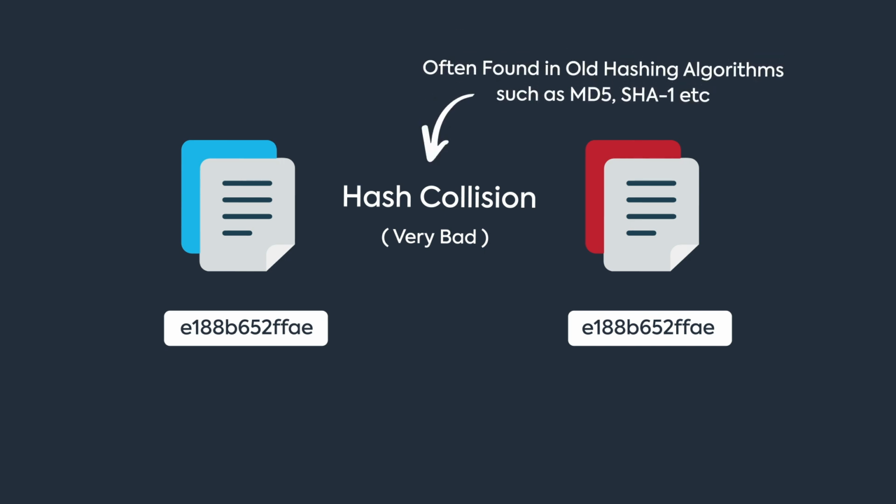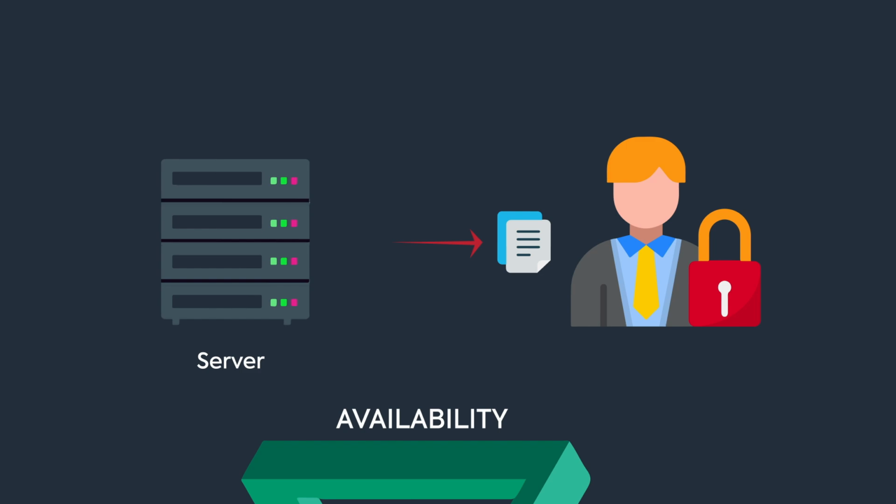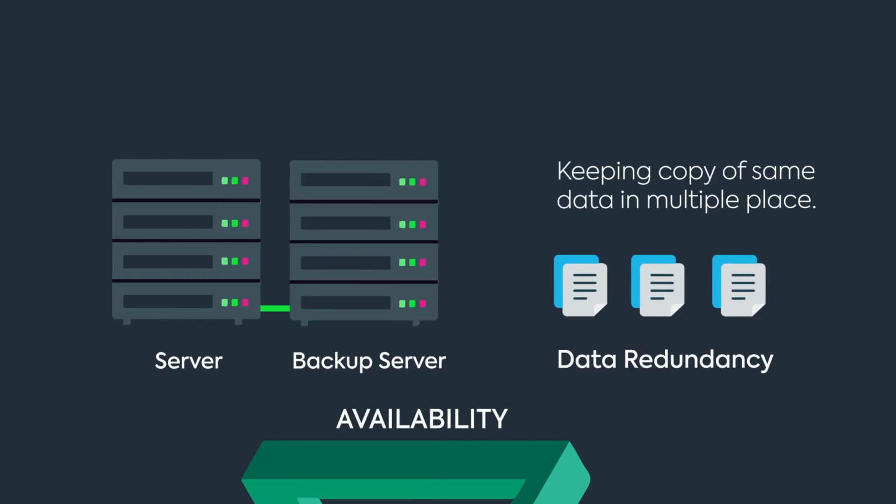Always use the latest hashing algorithm. And the last one is availability, which simply means data should always be available to the authorized person. We ensure availability by having a backup or redundancy to ensure data is not lost. In a way, CIA explains how data should be handled.